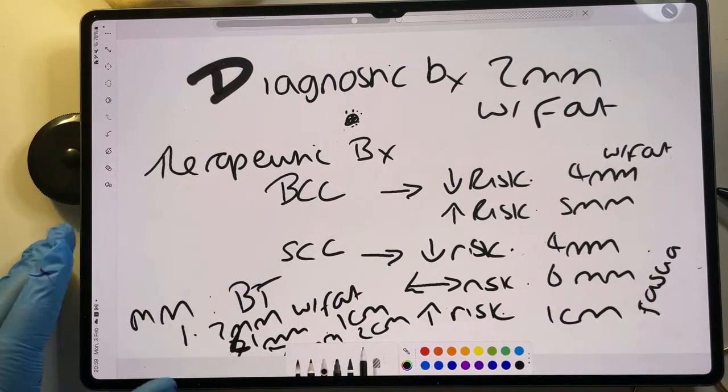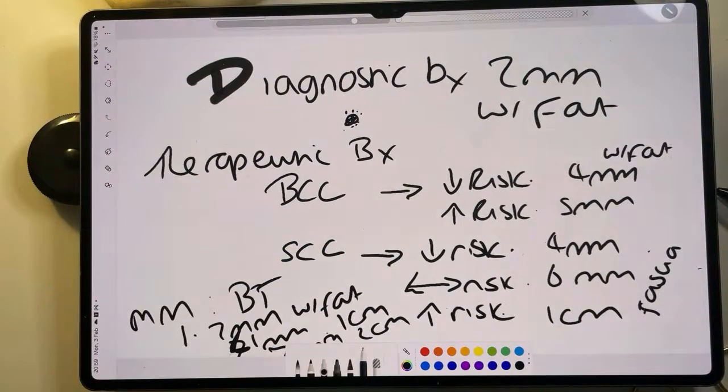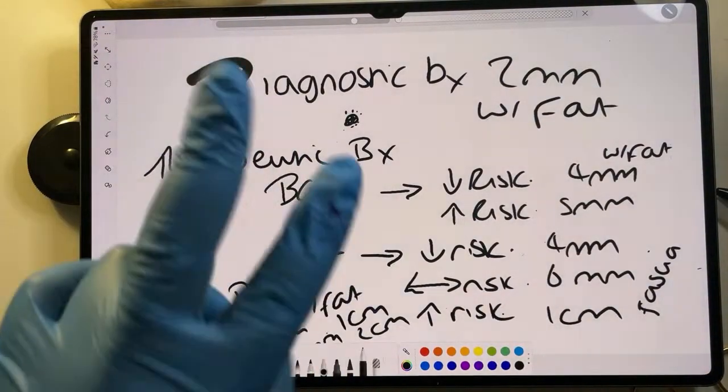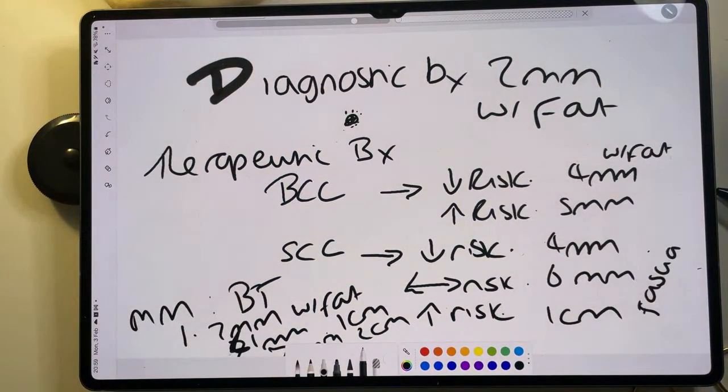So melanoma, you take a 2 millimeter margin biopsy with a cuff of fat. You get the Breslow thickness. If it's less than 1 millimeter, you take a 1 centimeter margin. If it's greater than 1 millimeter, you take a 2 centimeter margin with the fat down to the next fascial plane.